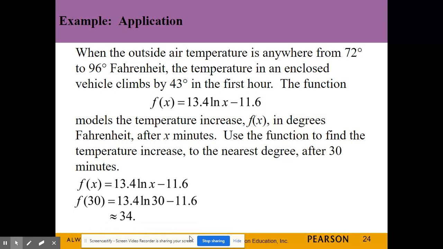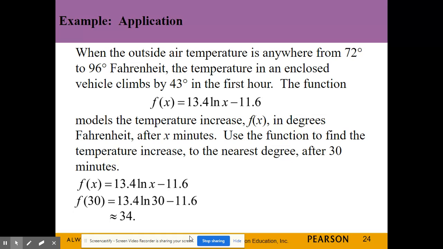So when the outside air temperature is anywhere from 72 degrees to 96 degrees, the temperature in an enclosed vehicle climbs by 43 degrees in the first hour. So then the function f of x is equal to 13.4 times natural log of x minus 11.6. So that 11.6 is separate. If that 11.6 was part of the log, you'd have parentheses around it. So it's just the x that's part of the log. That models the temperature increase in degrees Fahrenheit after x minutes.